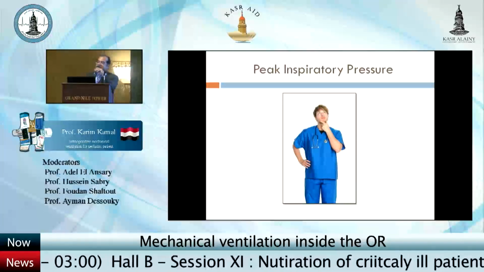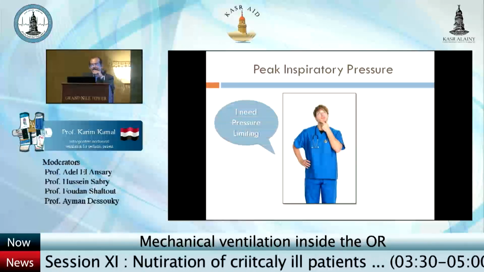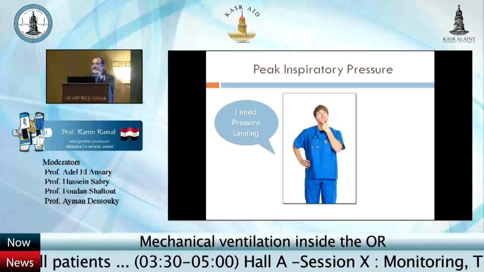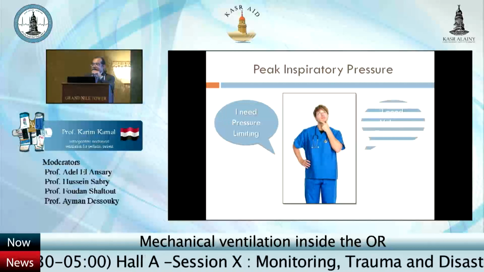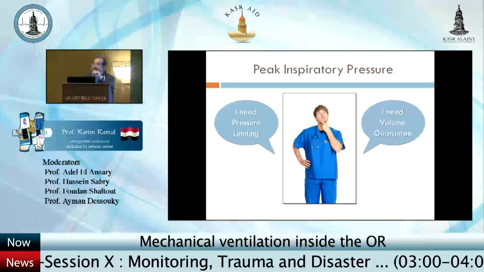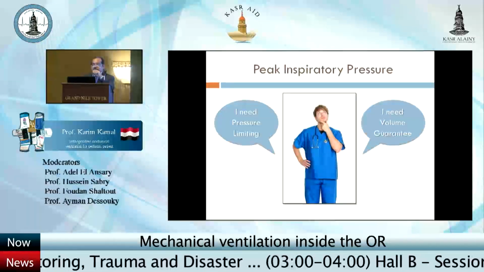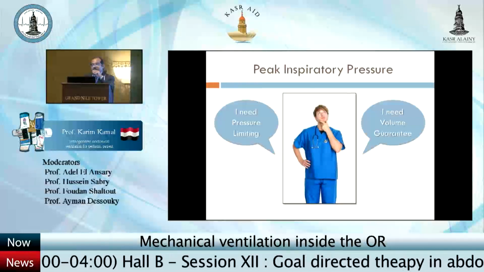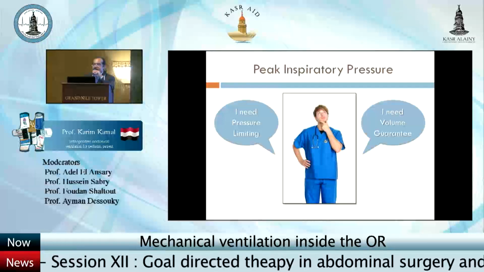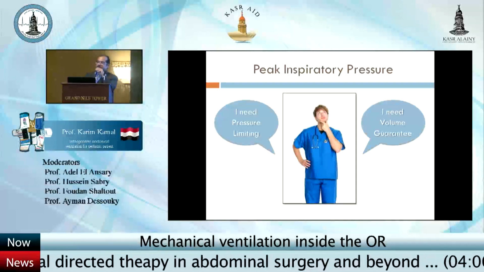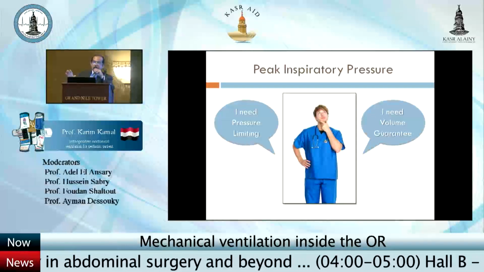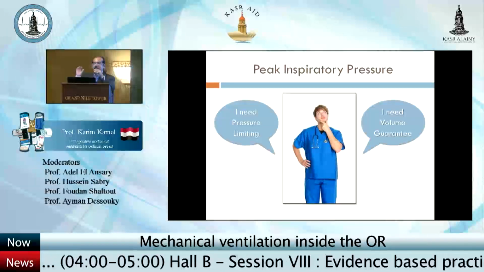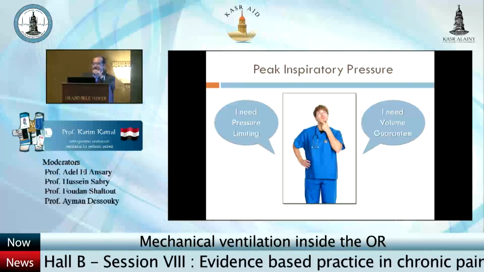So the pediatric anesthetist started thinking, I need pressure limiting to avoid the problems caused by high peak inspiratory pressure. And at the same time, I need volume guarantee to prevent any fluctuation in tidal volume. If I use pressure controlled ventilation, I will get pressure limiting, but I will not get a constant tidal volume. If I use volume controlled ventilation, I will get a volume guarantee, but I will not get pressure limiting. So I need a mode of ventilation that combines both.